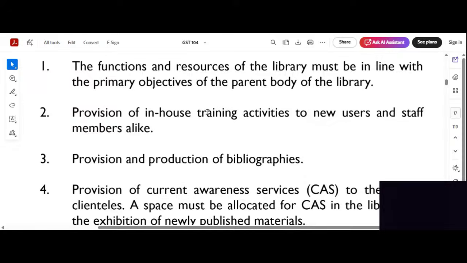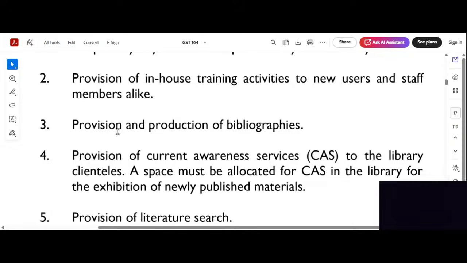So, provision of in-house training activities to new users and staff members alike. Well, it also provides and produces bibliographies. That is provision and production of bibliographies. I think those of you that attended the first class have seen this word before, in ancient time, when we were talking about the history of libraries. Okay, let me give you a kind of teaser, or a classwork.